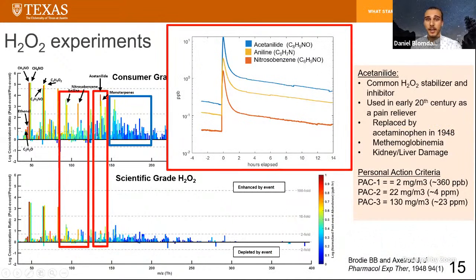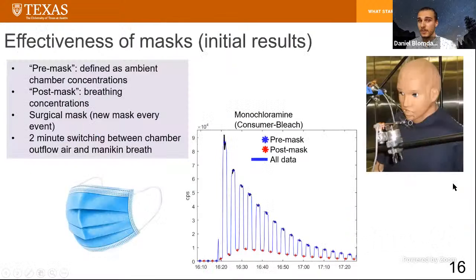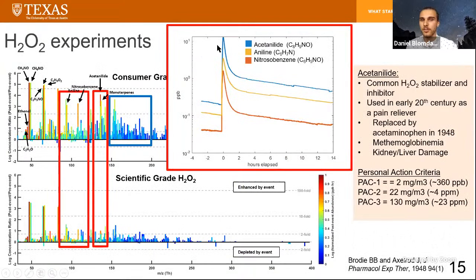Another example is acetanilide and its byproducts of aniline and nitrosobenzene. Acetanilide is used as a common hydrogen peroxide stabilizer, and it was actually used in the previous century as a pain reliever before realizing that it could cause kidney and liver damage. And its toxic effects are pretty well characterized. And you can see here in the personal action criteria, a dangerous level, the lowest level is about 360 parts per billion. And we reach only about 10 or 12. And so those levels aren't dangerous in our experiments, but they could be in other scenarios.